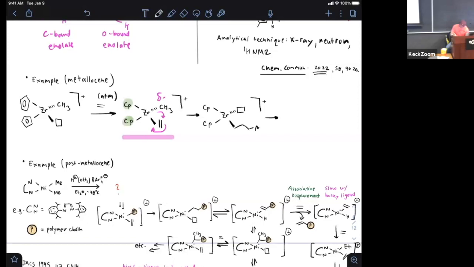And now we should have 1, 2, 3. So that methyl group here just migrated to the terminal position. Maybe I should draw this as CH3. 1, 2, 3. Okay, wonderful. And now, what might happen next? Well, we've got nothing else in solution but more ethylene. So what do you think, Cindy, would happen next?